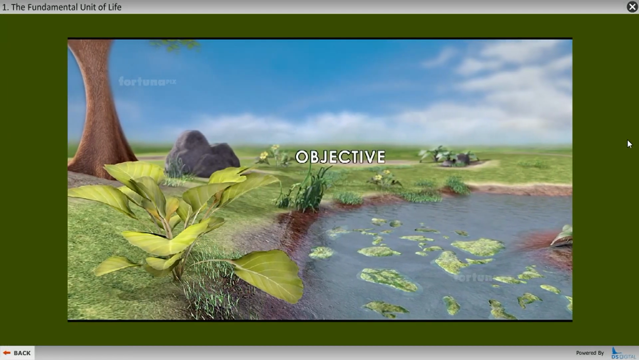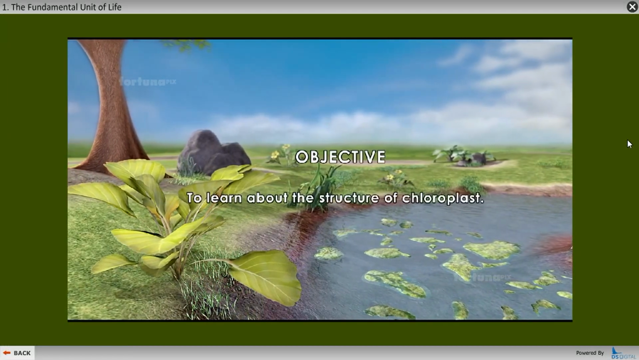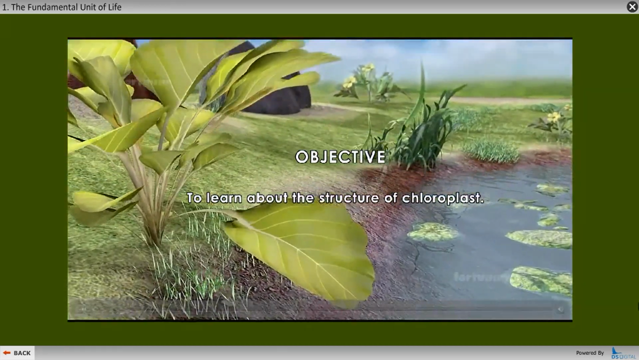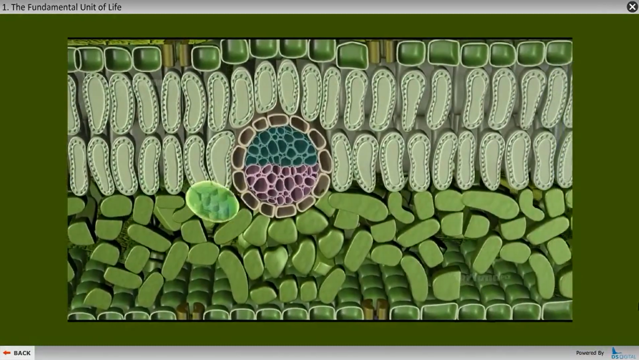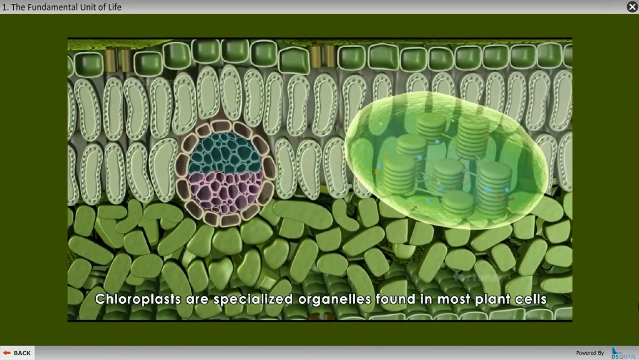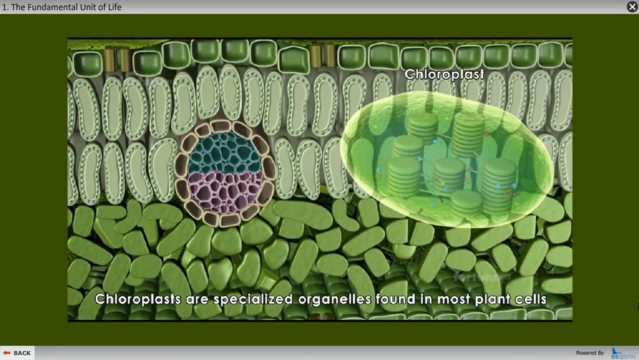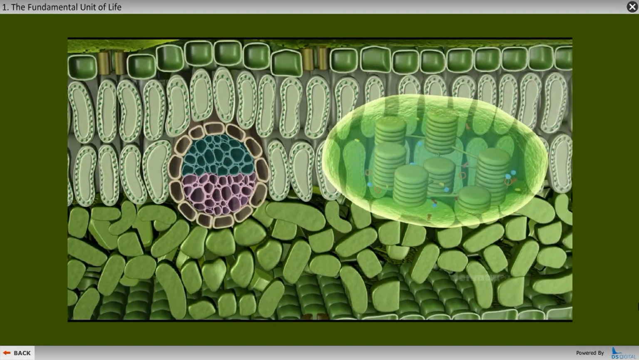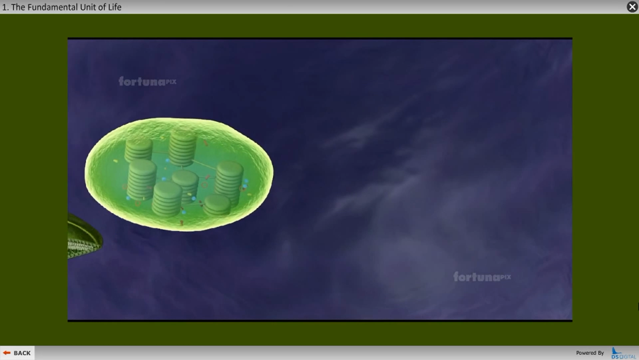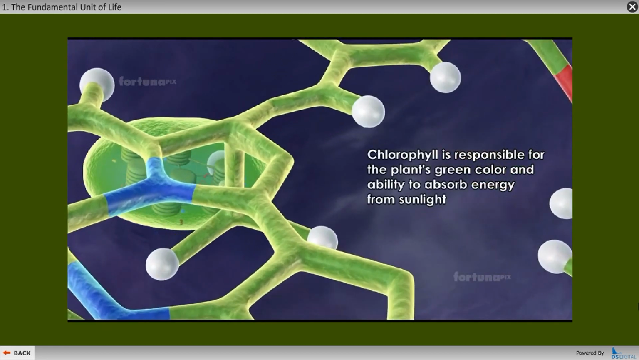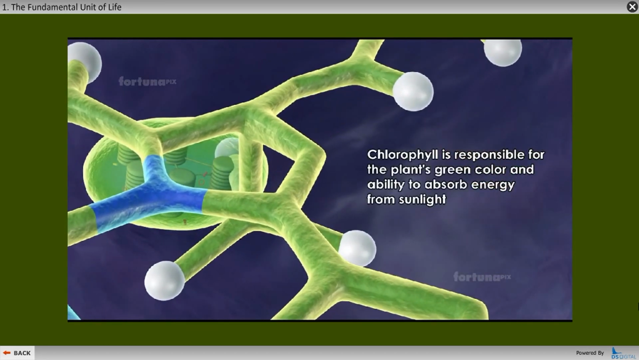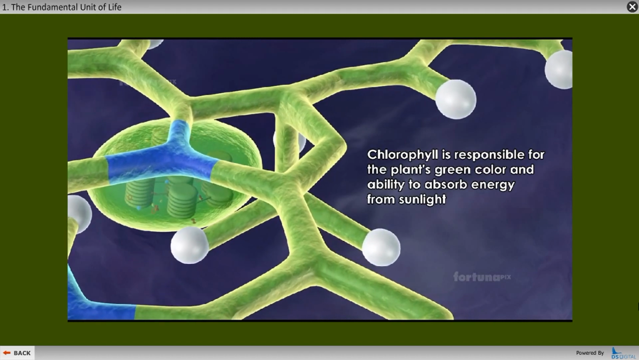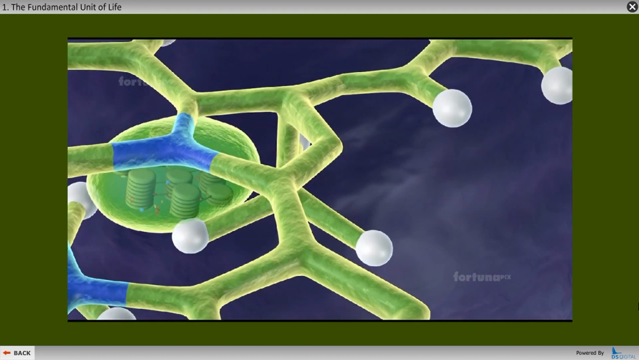Chloroplast. Objective: to learn about the structure of chloroplast. Chloroplasts are specialized organelles found in most plant cells. They contain a pigment known as chlorophyll. Chlorophyll is responsible for the plant's green color and ability to absorb energy from sunlight.